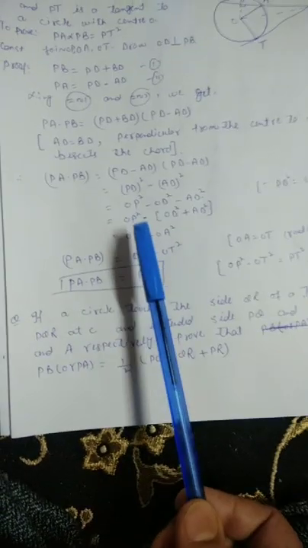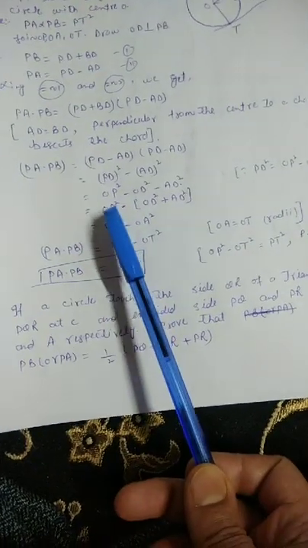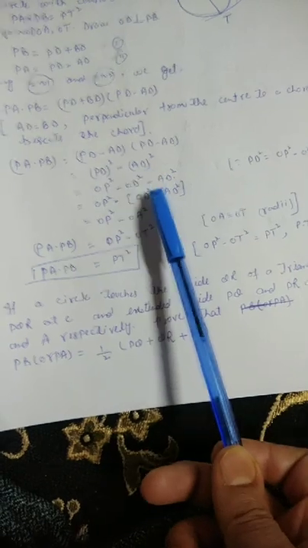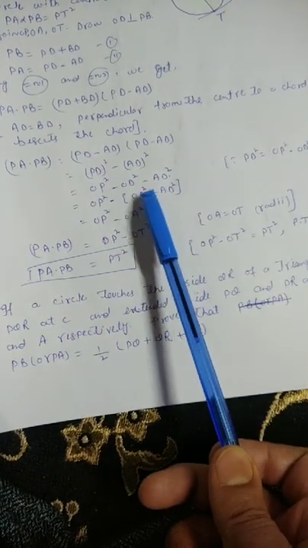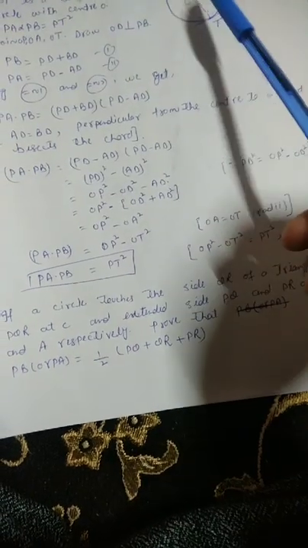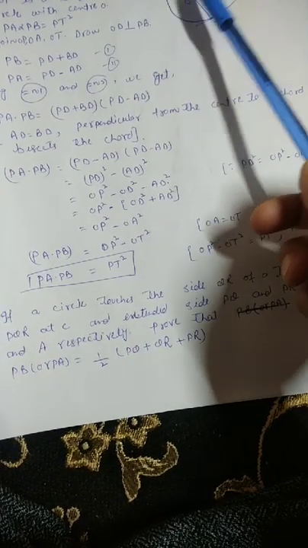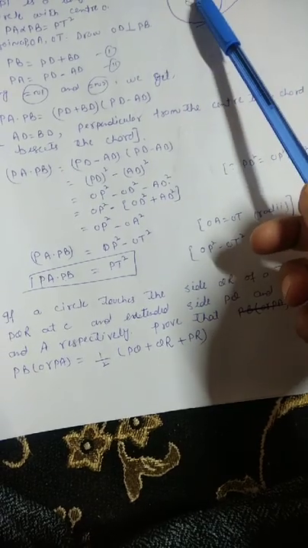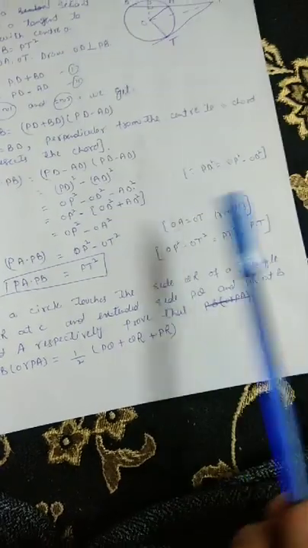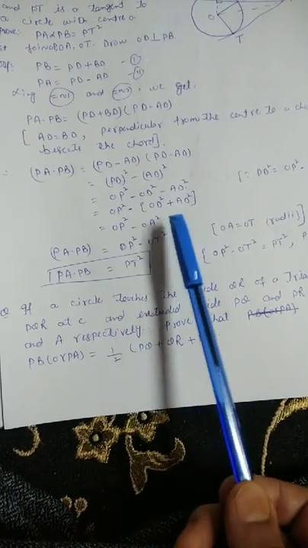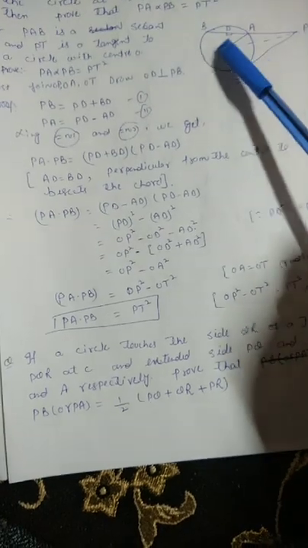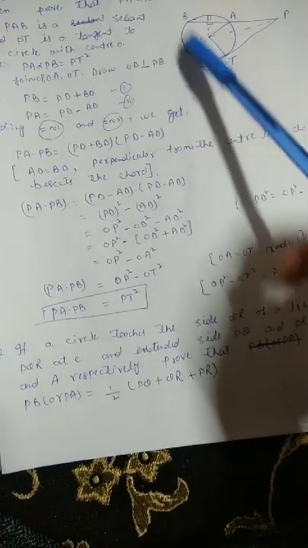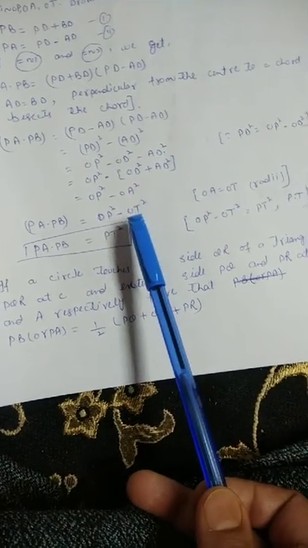In place of PD square we have written OP square minus OD square minus AD square. Now OP square, take minus common, we have OD square plus AD square. In triangle OAD, OD square plus AD square can be written as OA square. Again the Pythagoras theorem. Since OA and OT are the radii of the same circle, OA is equal to OT. In place of OA we have written OT.